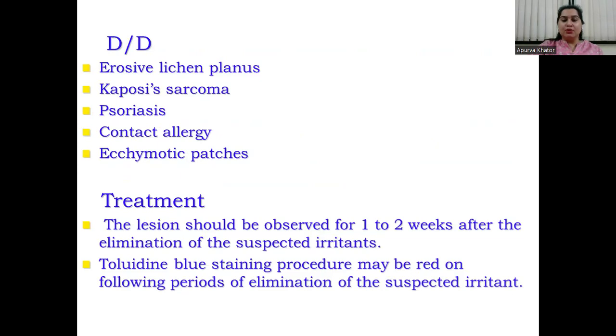The most common DD of erythroplakia is erosive lichen planus because it appears very similar. But Wickham's striae will be present in lichen planus, which will be absent in erythroplakia. Plus, as I've already discussed, lichen planus is usually bilateral. Treatment: the lesion should be observed for 1 to 2 weeks after the elimination of suspected irritants. After that, again, toluidine blue staining can be done on the red areas, and then biopsy can be performed to rule out any dysplasia.